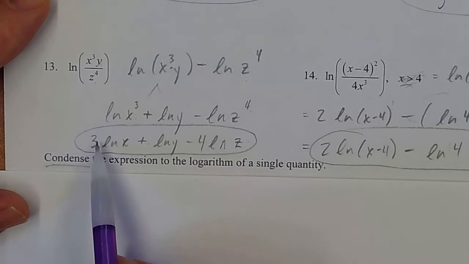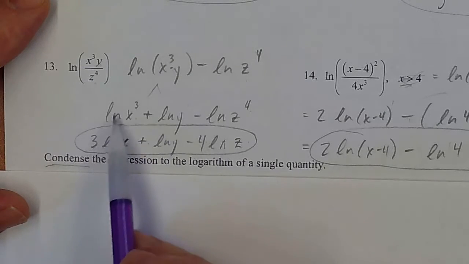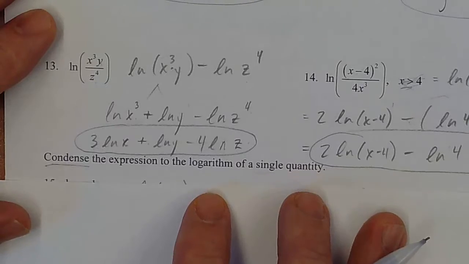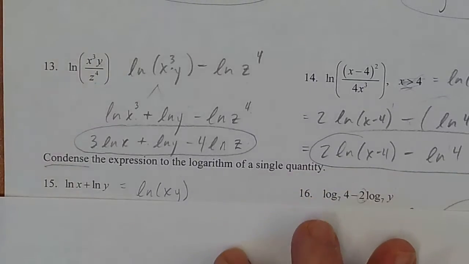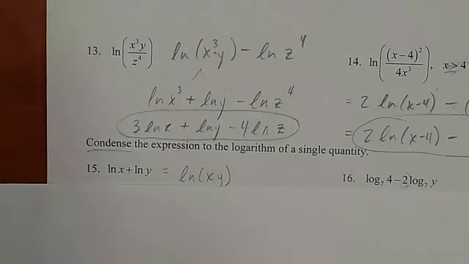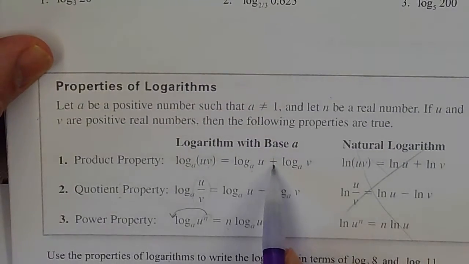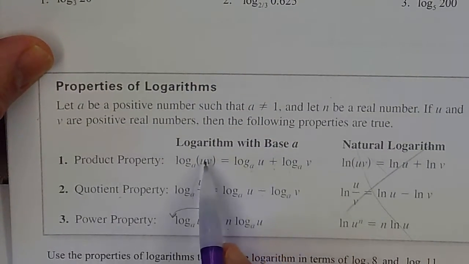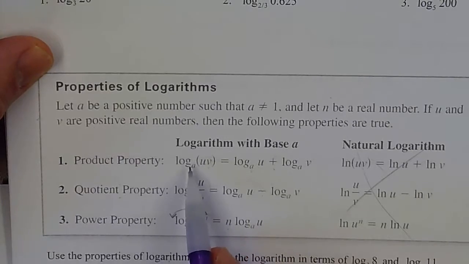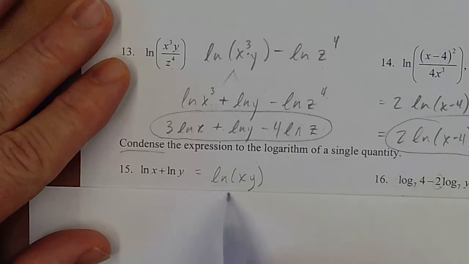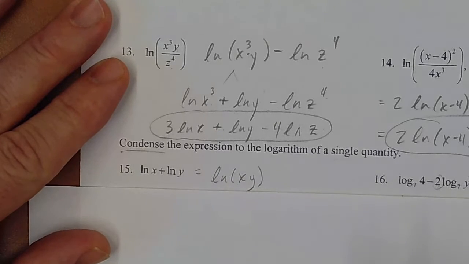All right, so notice a lot of times if you have a coefficient, your first step would be to write them as powers. All right, we'll get there. Okay, first one's real basic and simple. We have a sum of two logs. So now we're looking at these properties from right to left. If I have a sum, I can write it as a product and condense it to one logarithm. So I've got the natural log of x times y. That's it. That one's that simple.